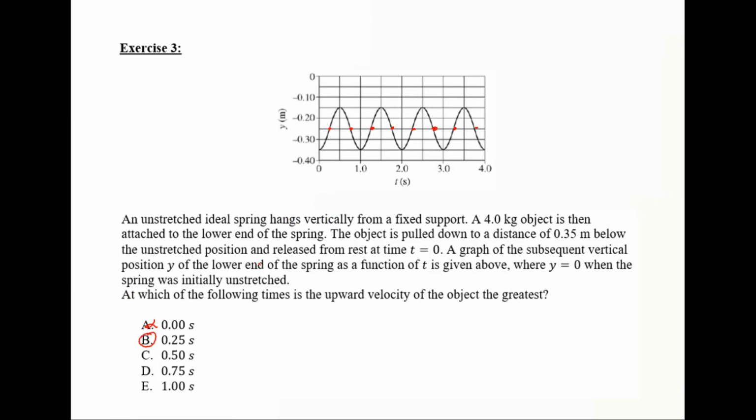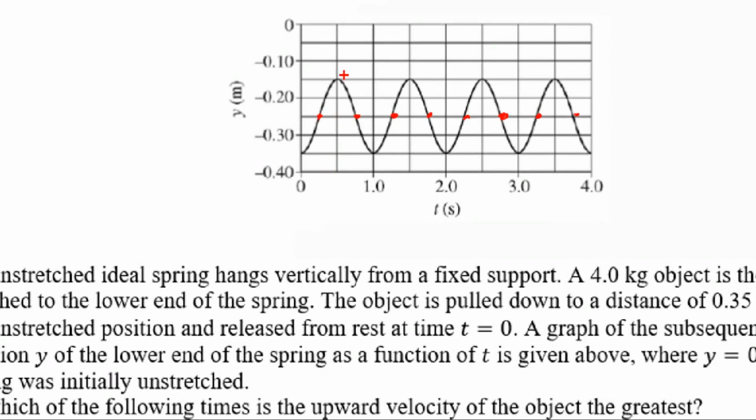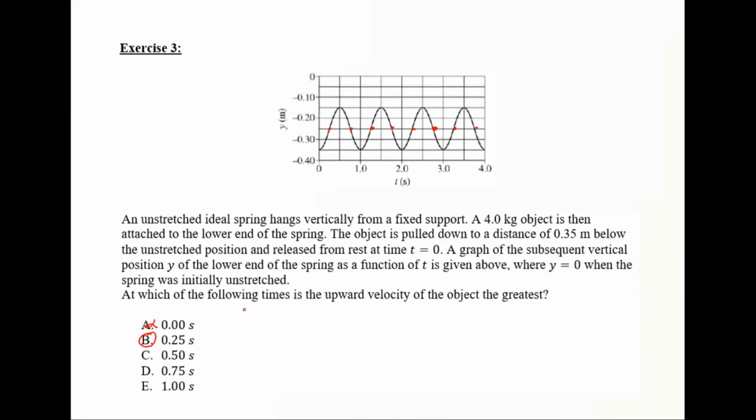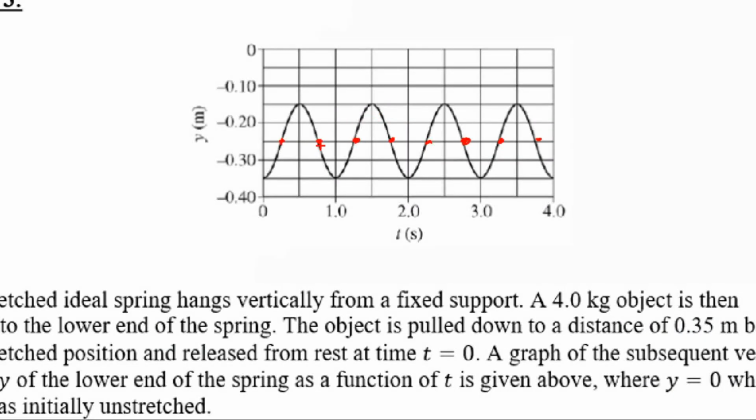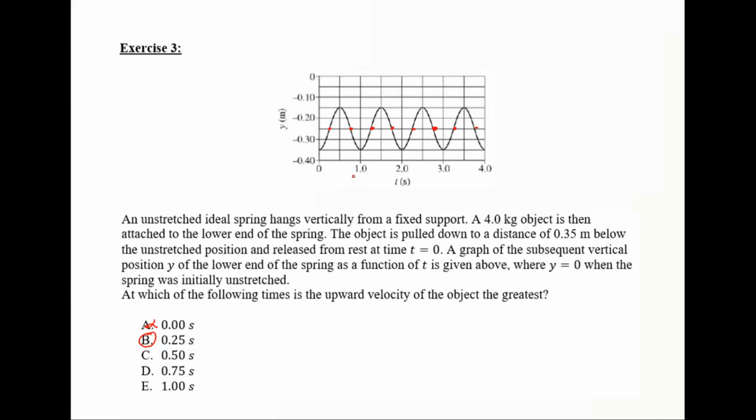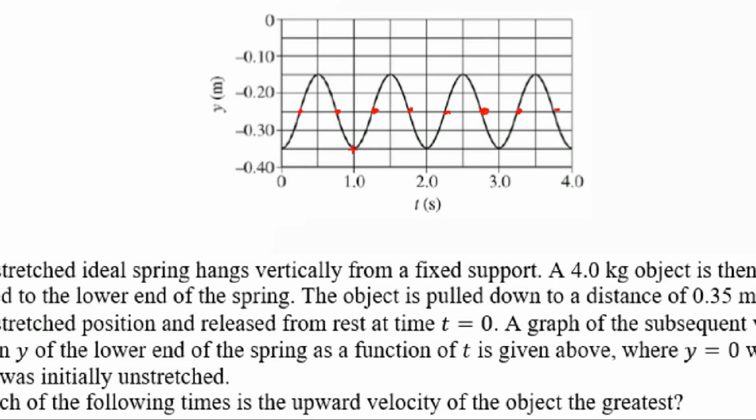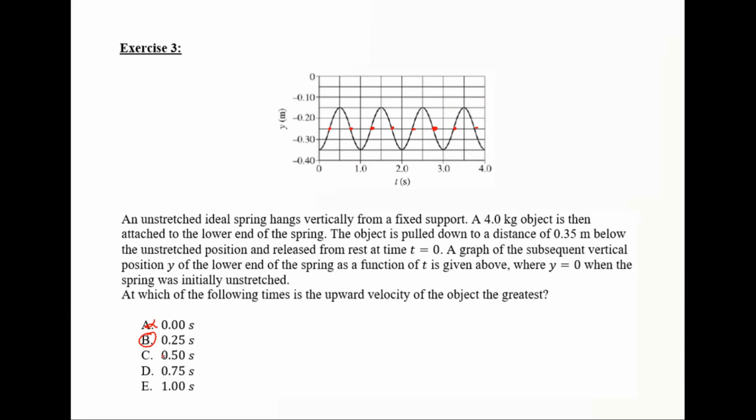At C, which is 0.5 here, the slope is 0, so the velocity is 0. At 0.75, which is here, it has the greatest speed, but not the velocity, because the velocity would be pointing downward. At 1 second, the velocity in this case would be 0, so the correct answer would be B.